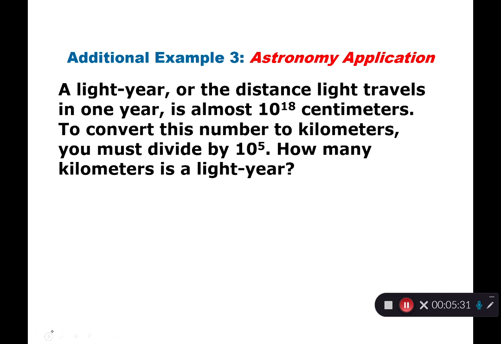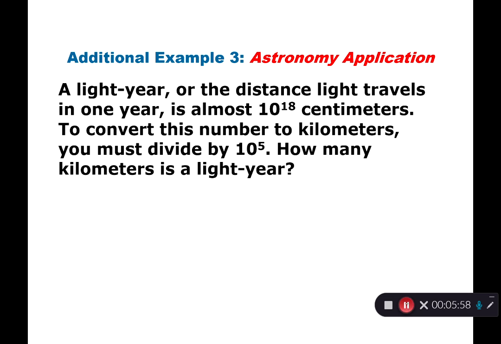All right, so let's take a look at a quick application problem. A light year, or the distance light travels in 1 year, is almost 10 to the 18th centimeters. To convert this number to kilometers, you must divide by 10 to the 5th. How many kilometers is in a light year? All right, so why don't you pause the video for a minute, try to work it out, and then we'll do it together.